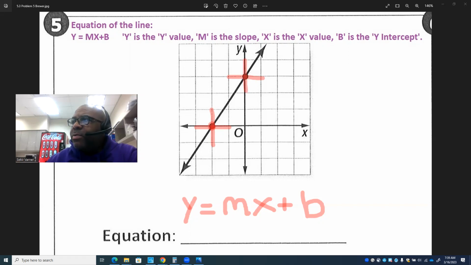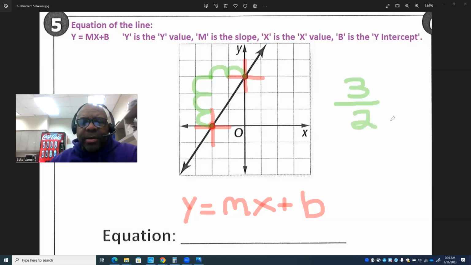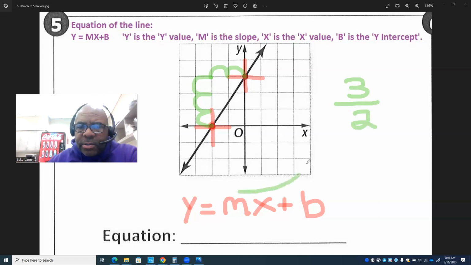So now I want to find out what the slope is. All right, so let's do it this way. Since we know that it's a positive slope, I'm going to count up first. 1. And see how I stayed on the straight line? 2, 3. So the top part is going to be 3. And then I move over. 1, 2. So the bottom is 2. So the slope part is going to be 3 over 2.